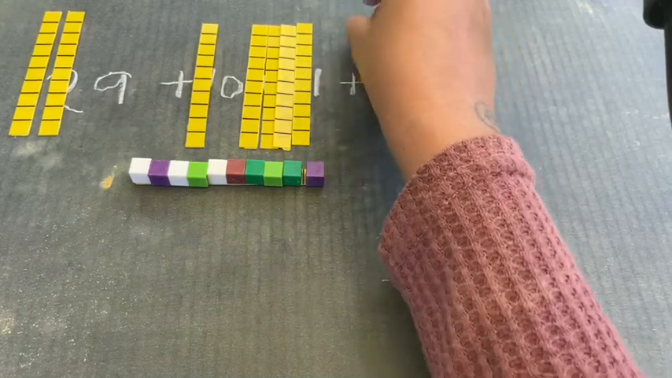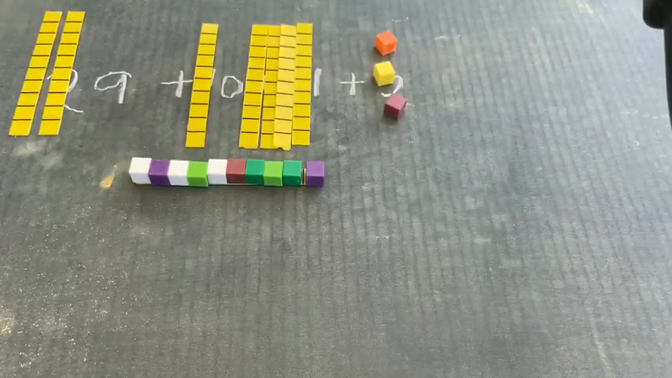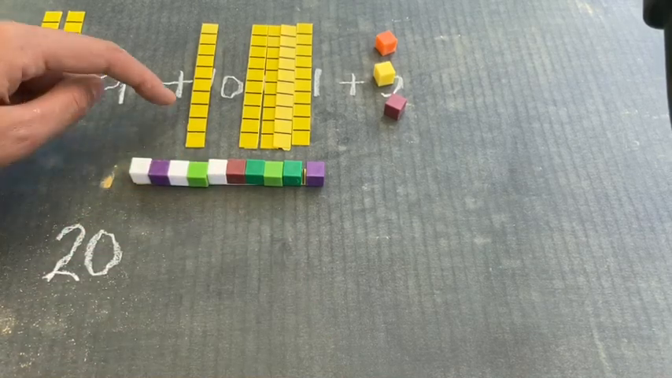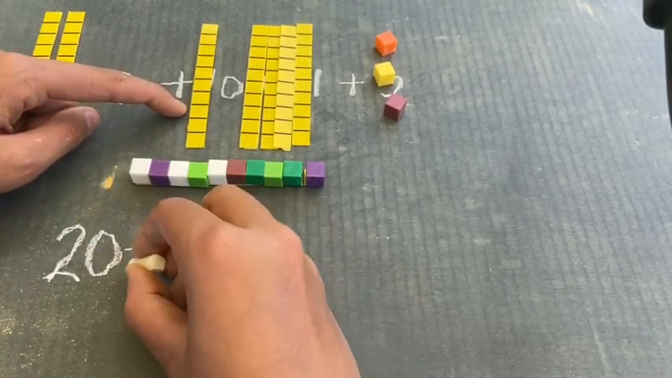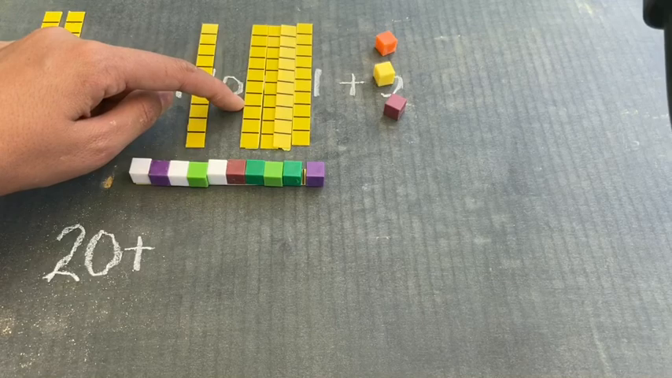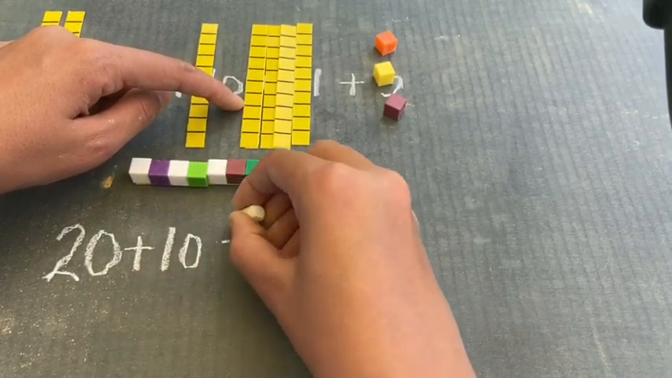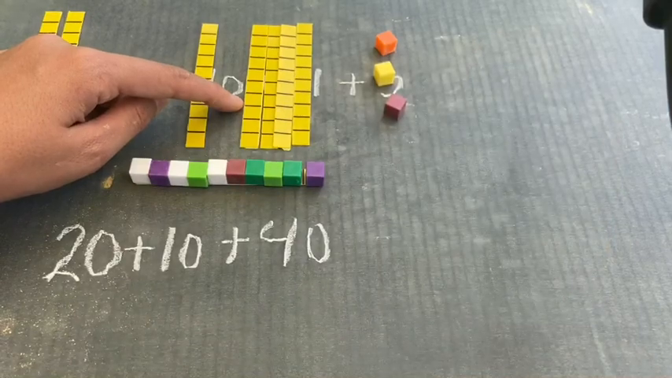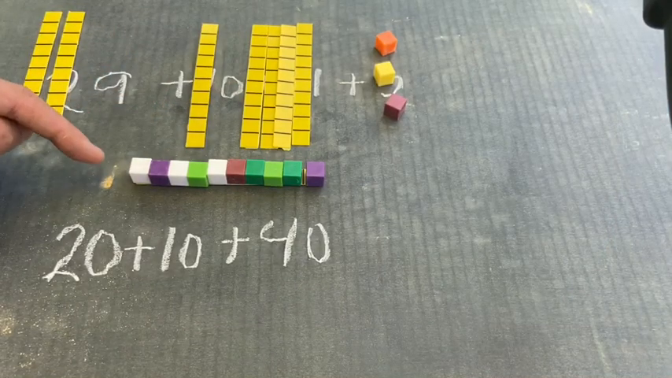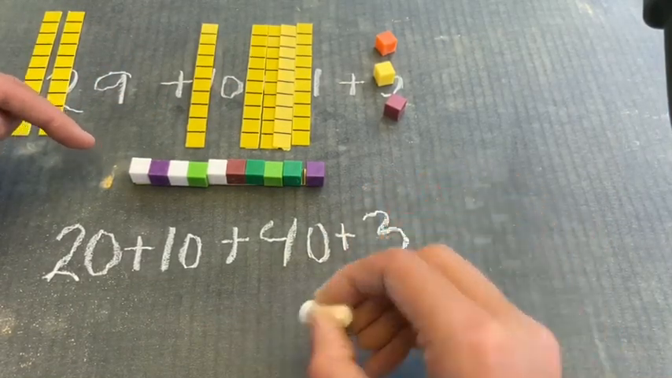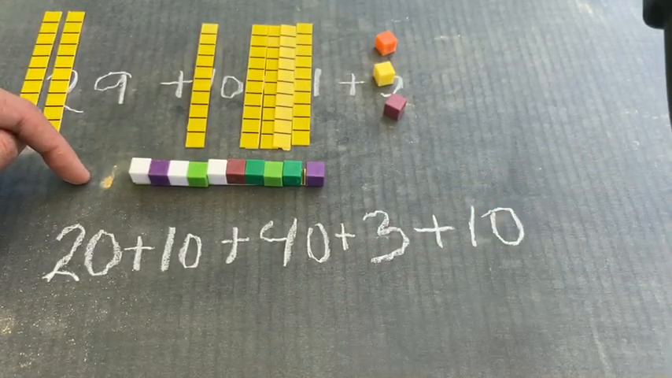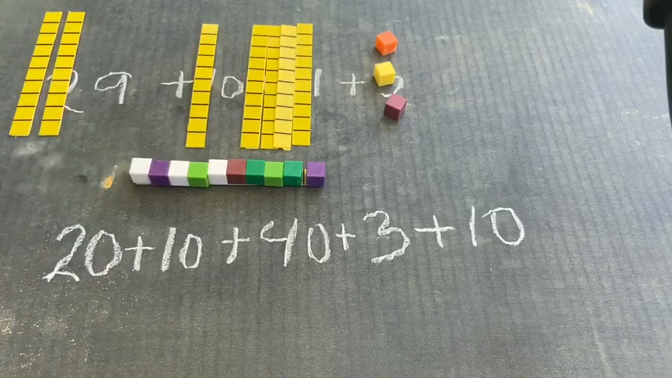That's okay, don't freak out. So let's add our 2 10s from 20, our 10 from 10, our 40 from 40. No 10s from the 3, right? Because that doesn't have a 10. But let's add a 3 by itself. And then let's add the 10 that we made all together from all the leftover ones.